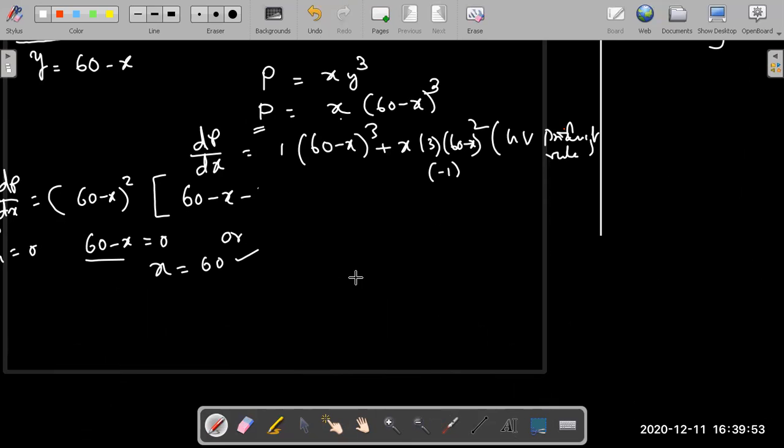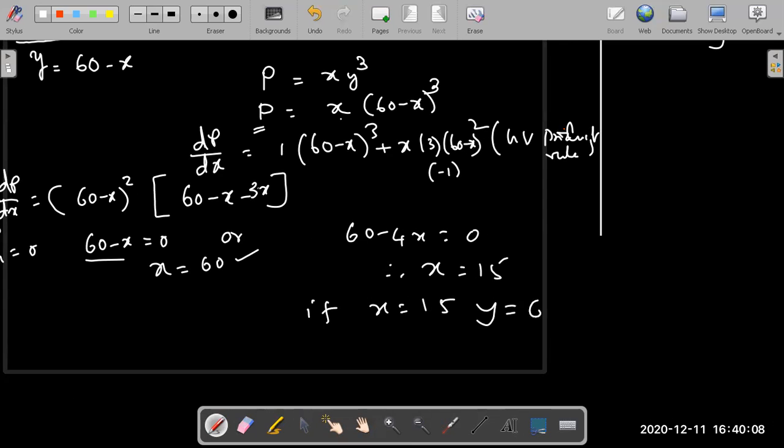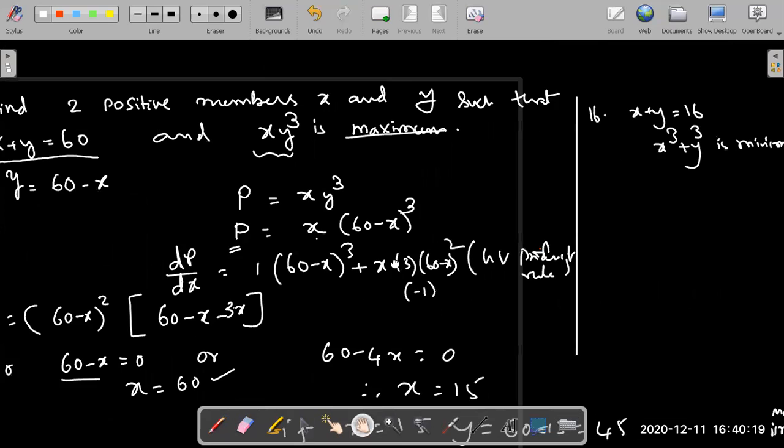So this one will be 16 minus x minus 3x, and therefore 16 minus 4x equal to 0, and therefore x is equal to 15. If x equal to 15, y is equal to 16 minus 15, which is 45. Okay. So one of them is 45, other one is 15.